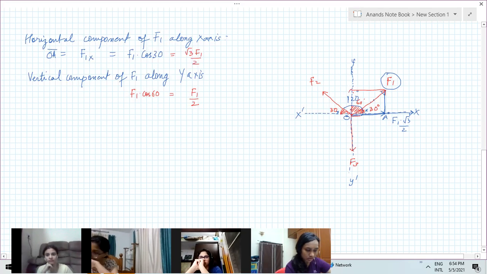Are you guys following this? Yes, sir. So that means now F1's job is over. We have resolved F1 along the x-axis, which is OA, and along the y-axis, which I can say OB. Likewise, can you now resolve F2 also along the x-axis? It will be this one out here. You can say this is OC, and you resolve this along the y-axis. That means you drop a perpendicular here again. And tell me what will be OC and OB or whatever along the y-axis.